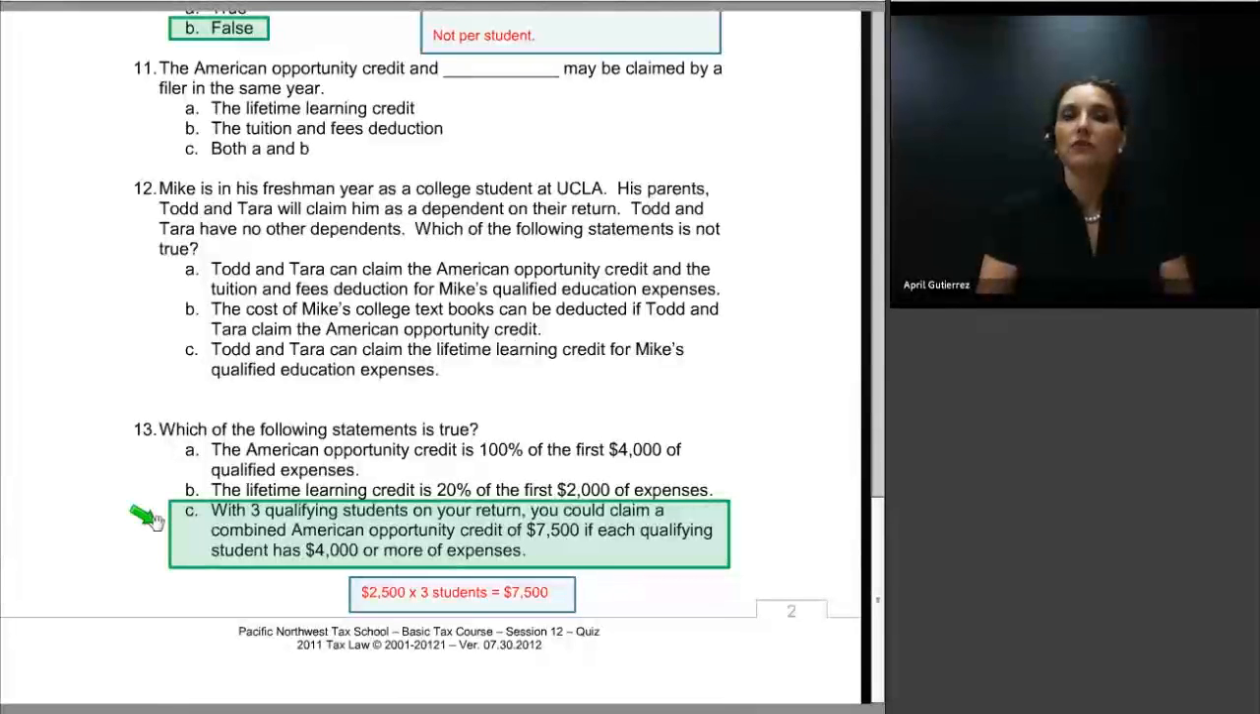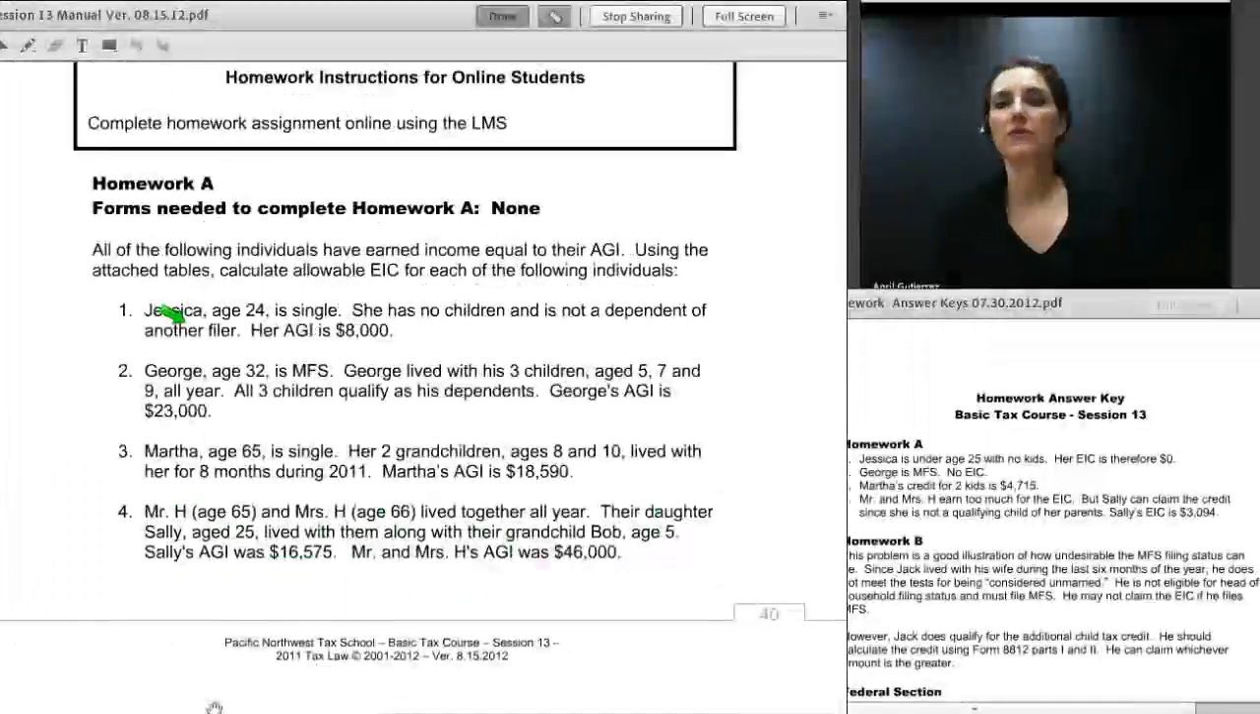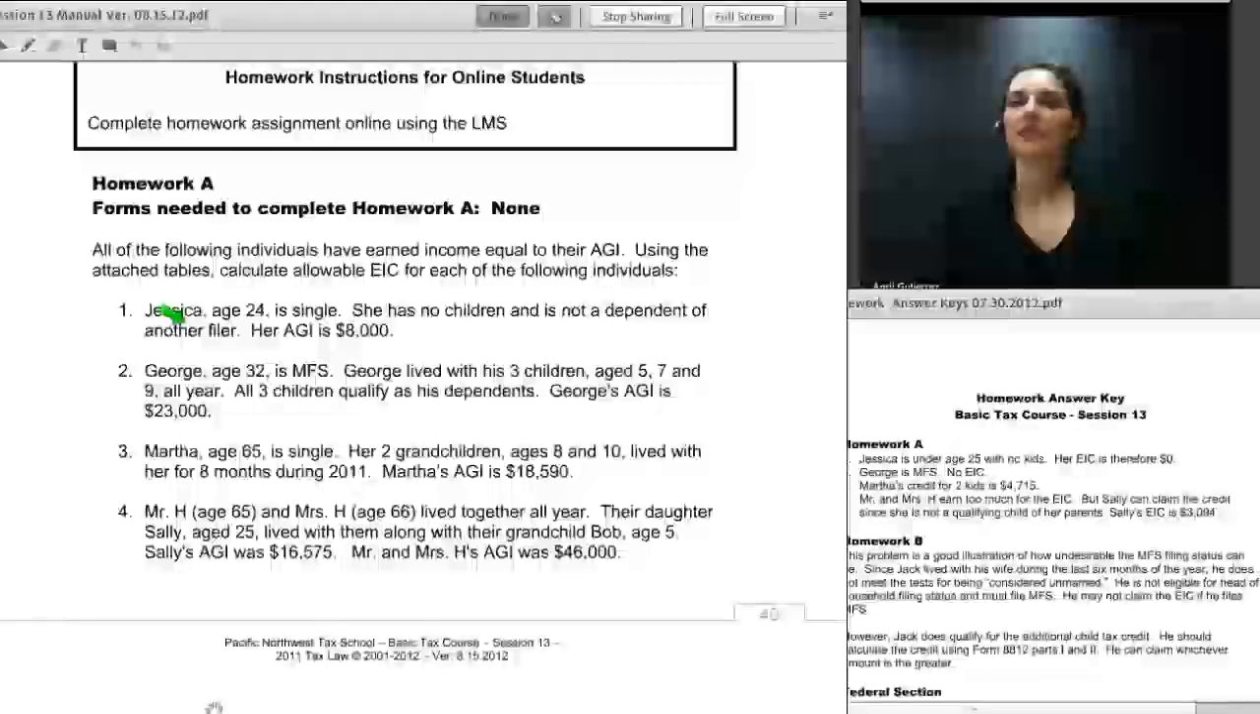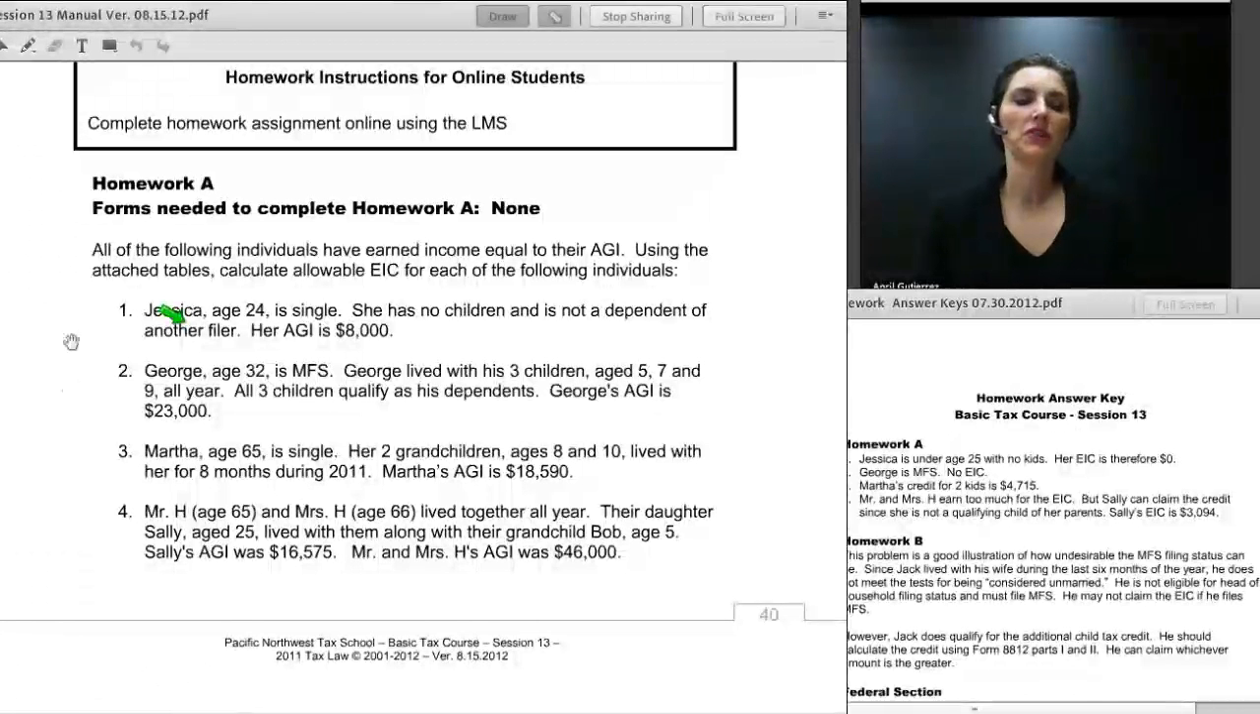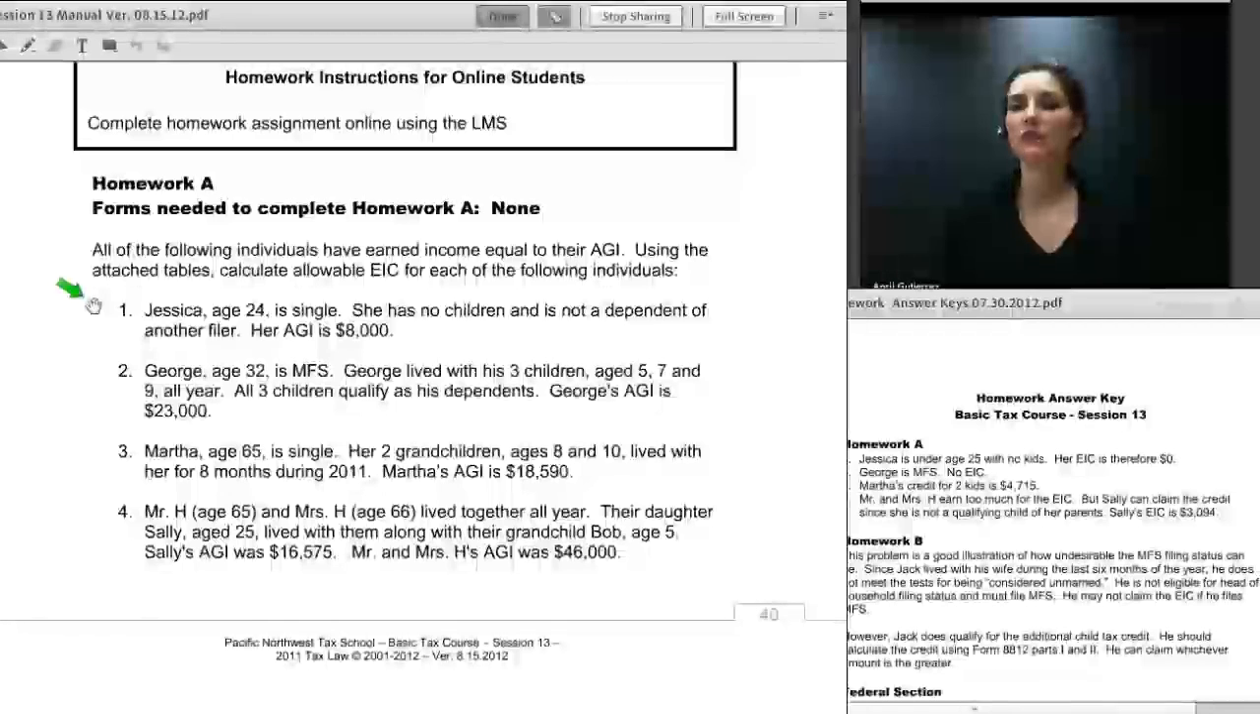So that concludes the review of the Session 12 quiz answer key, and we're going to begin the review of the Session 13 homework answer key. And of course, Session 13 had 3 separate homework assignments. The first homework assignment was to determine the earned income credit for each of 4 different situations. Let's take a look at situation number 1 first.